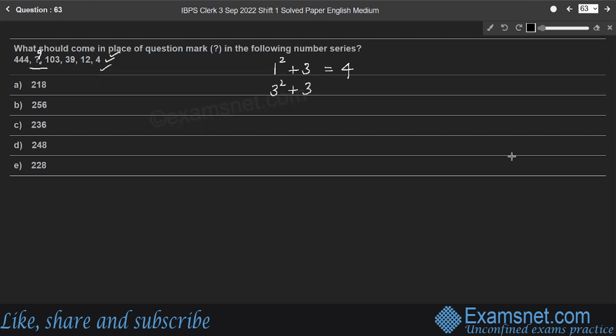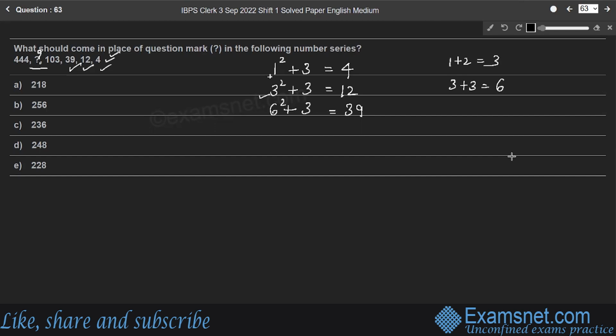Here, add 2 to the first number 1, right? So 1 plus 2 is equal to 3. Then 3 square plus 3 becomes 9 plus 3, which is 12, right? Last but one number, whereas 39. The next number 39 can be written as follows: to the number 3, add 3. You will get 6. Then 6 square is 36 plus 3 is equal to 39, right?